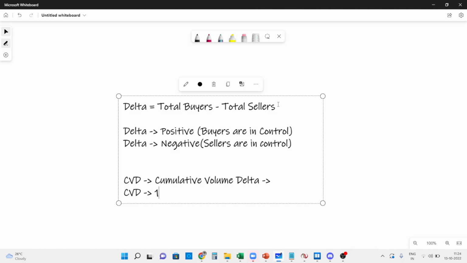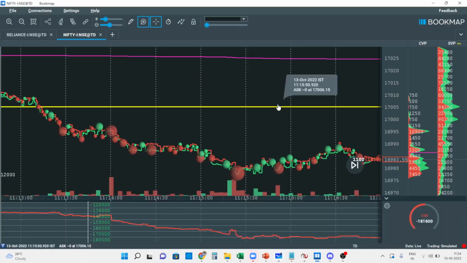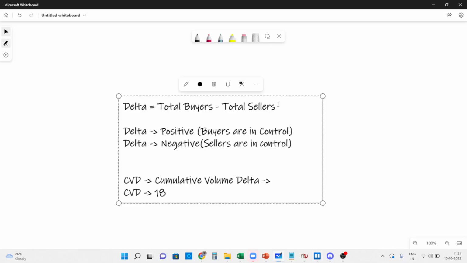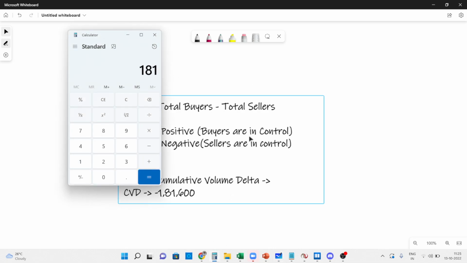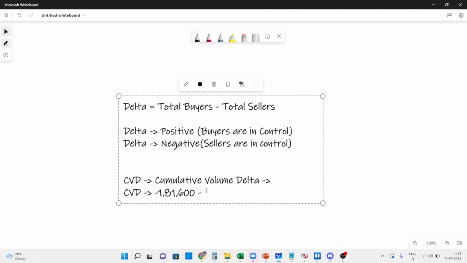How much negative? Almost 181,600 is the negative number. So if I divide it into lot size, 181,600 divided by 50, 50 is the lot size of Nifty, so 3,632 lots negative delta.